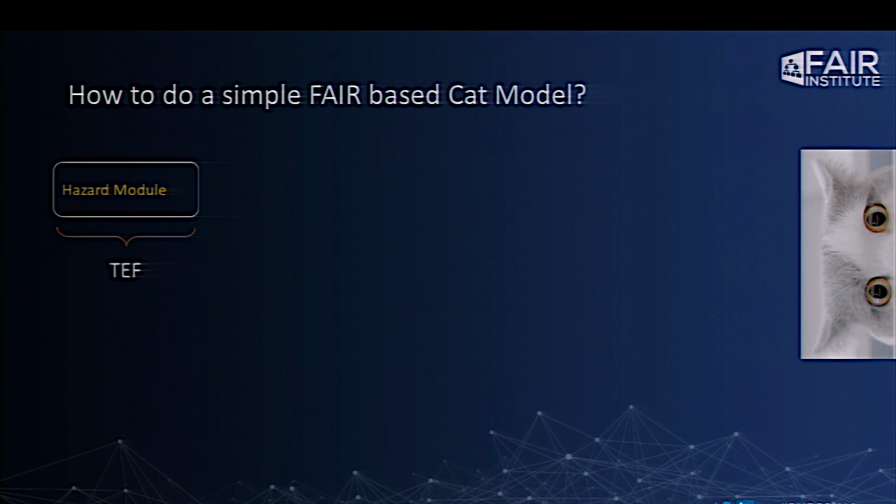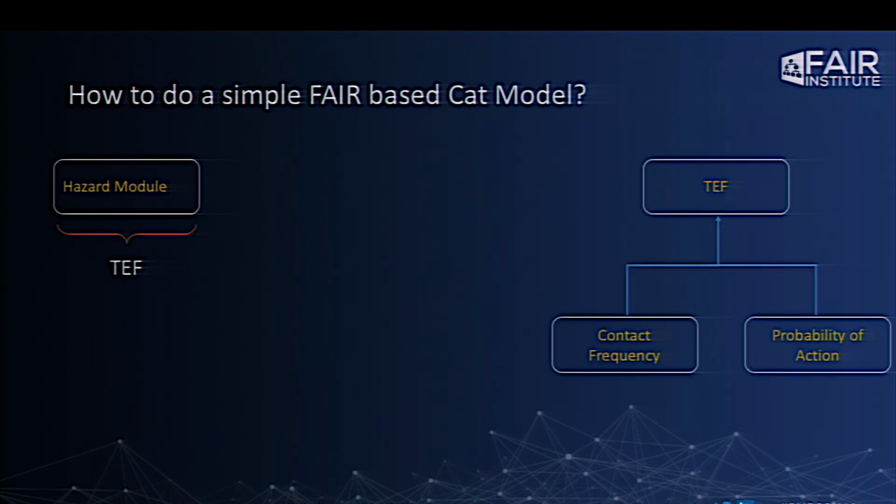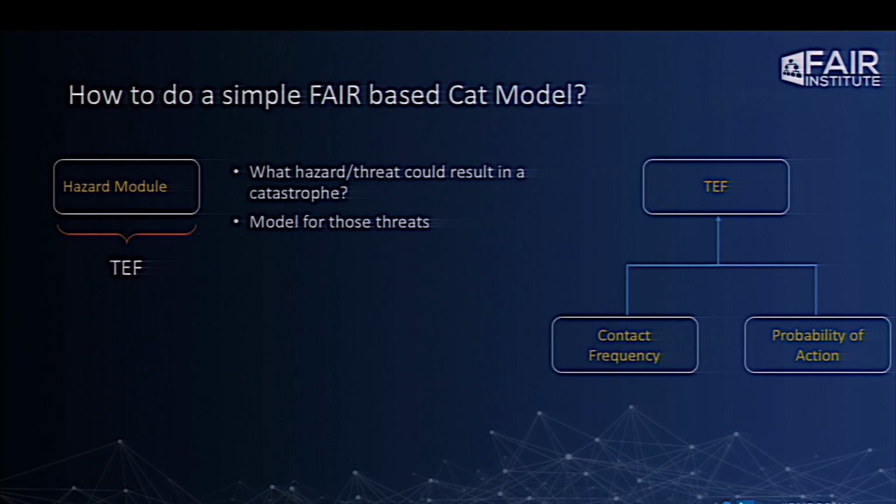Now, the hazard module is similar to threat event frequency in that you are modeling for events that could result in catastrophe. Again, when developing the scope of your CAT analysis, think, what threats could result in catastrophe for your business? And then you're going to be modeling for those threats.